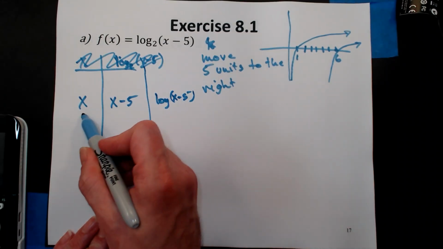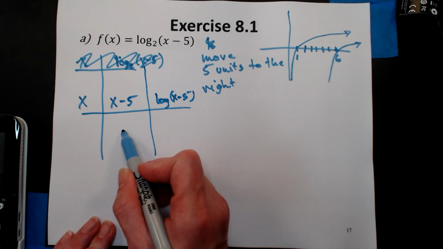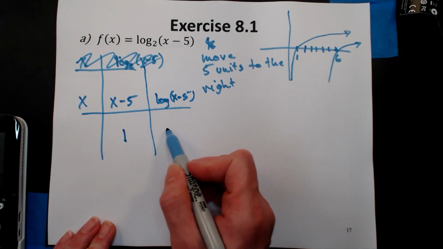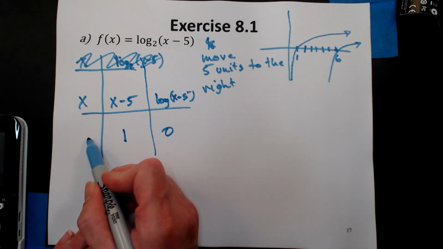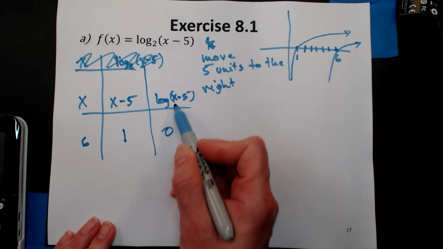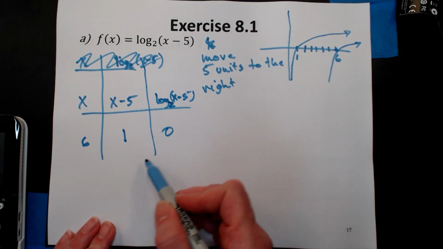So here, I want this part to give me nice numbers. I want to be able to plug in 1 for this. So if I'm going to plug 1 in here, into this row, to get 0 back out for my log, this right here is going to have to be 6, because I'm going to add 5. So it's 6, and 6 minus 5 gives me 1. Plug in 1 into my log base 2 here, get 0 back out.